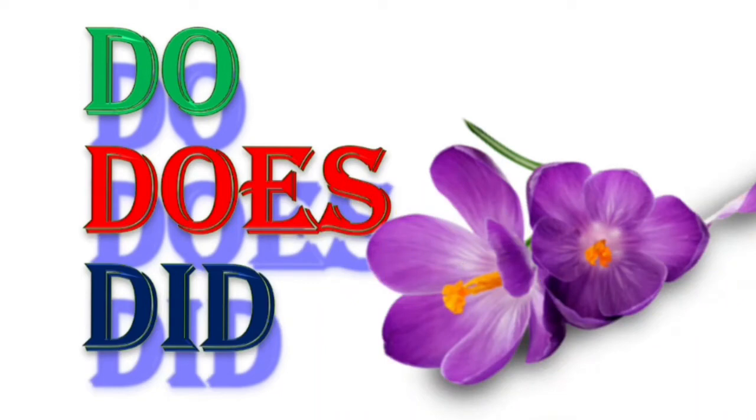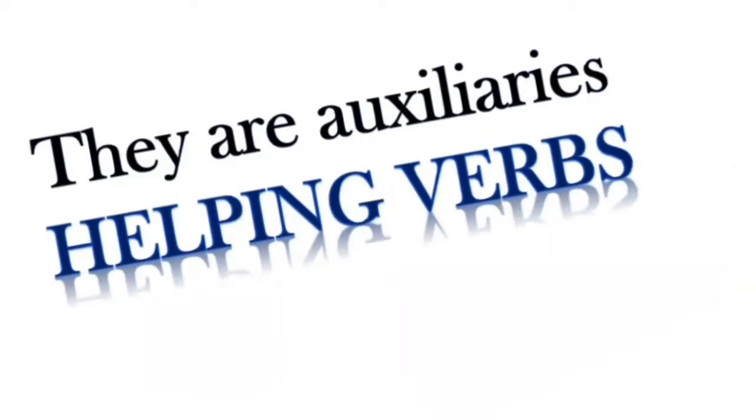Now let's begin. Do, does, did. Here, do has two different forms. One is a main verb: do, did and done. But now we are talking about do, does, did as helping verbs, where we are using them and how to use them, meaning the usage of do, does, did. Let's begin.